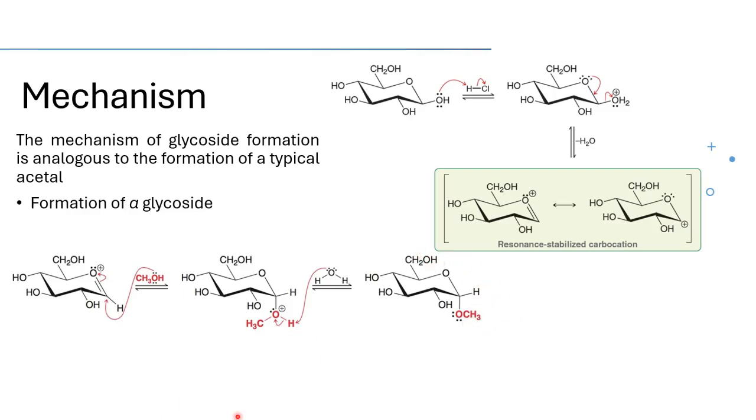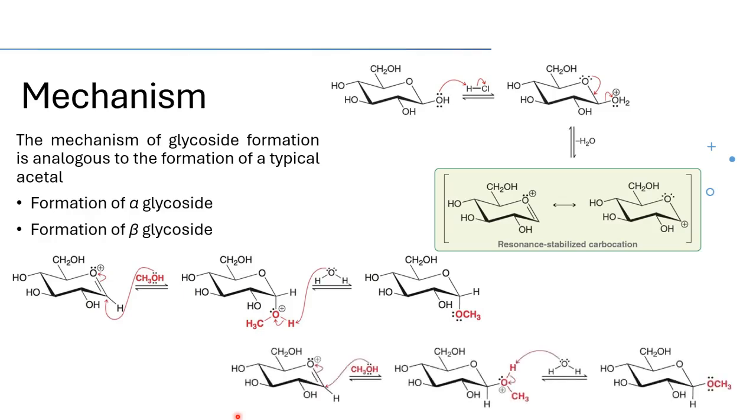Formation of the beta glycoside follows pretty much the same steps. We have attack of the alcohol's oxygen onto the carbocation center. Then water removes H+, resulting in the beta glycoside, where we have the groups on the same side.